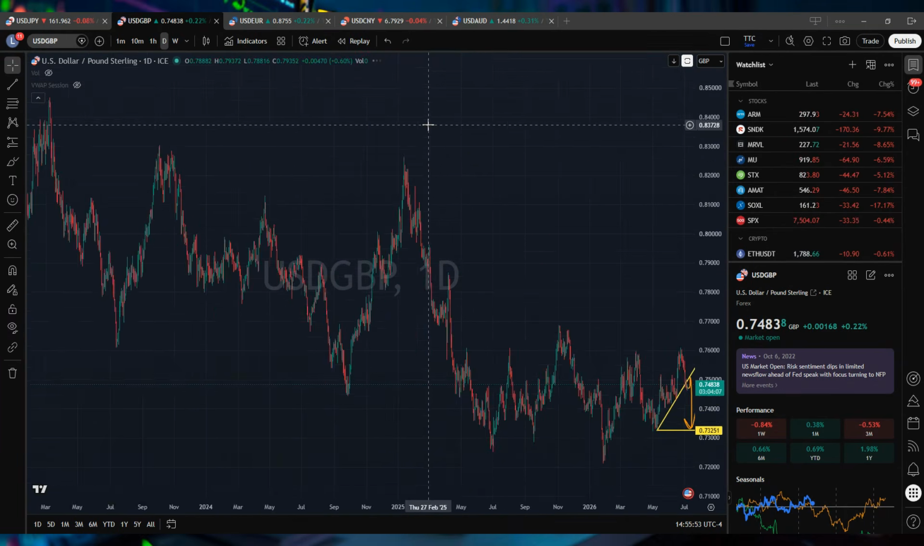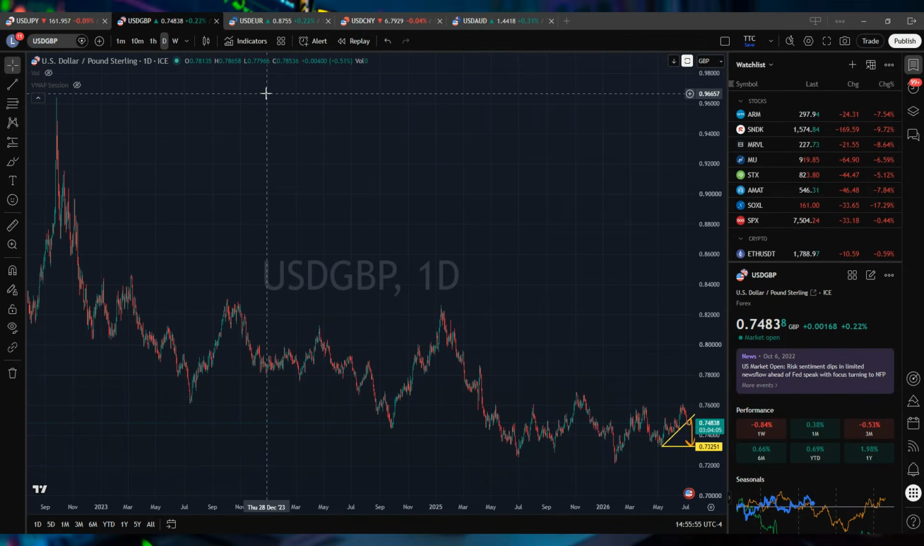Zooming out a little bit, we are way off of our highs. So you could argue that, hey, this definitely provides a move higher rather than a move lower. But of course, nothing is guaranteed, right? Nothing here is guaranteed.